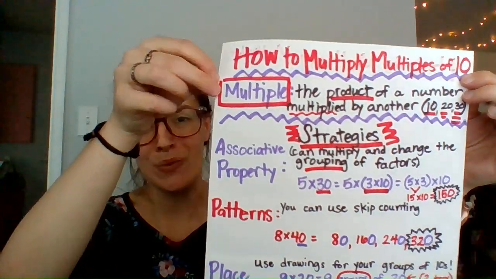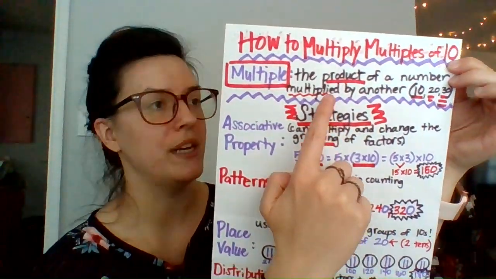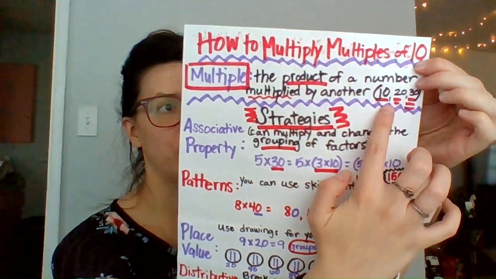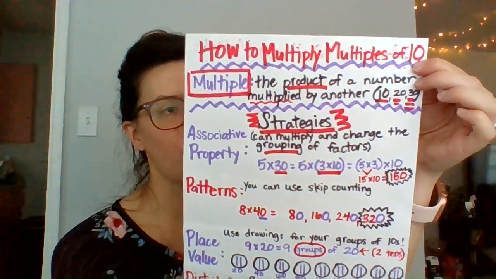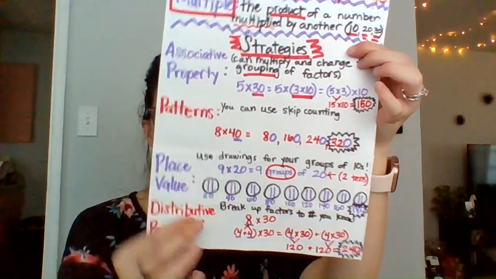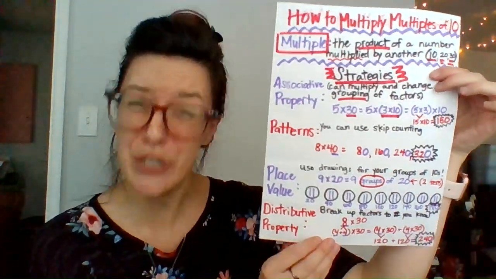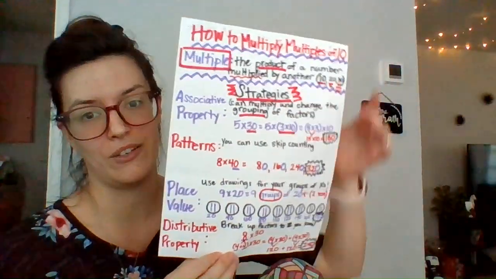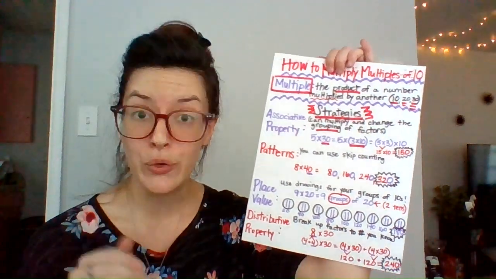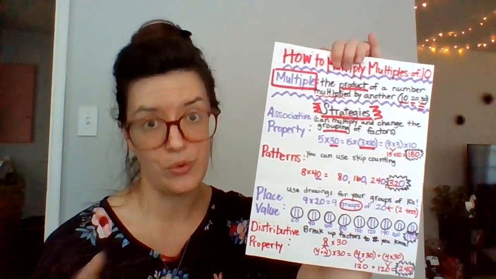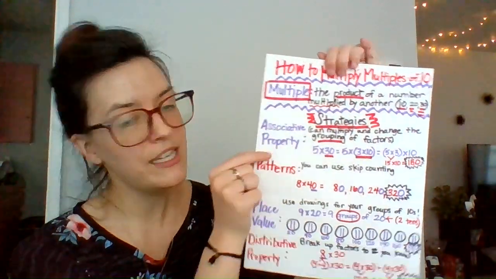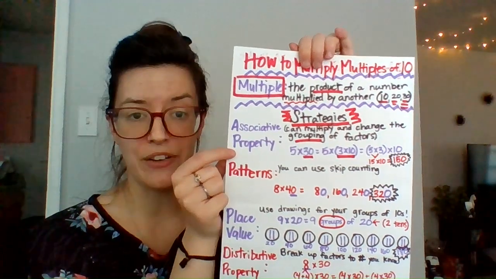Here we're going to start off with another definition of multiple. Remember that it's the product of a number, here, 10, multiplied by another number. So our multiples that we're going to be working with this week are multiples of 10, like 10, 20, 30. And then the most important part of this video, what are the strategies that we can use? How are we going to find these answers? Don't worry, lots of options for you, and they're all options that we've used previously this year. So none of this is new. We're just going over stuff that we've already learned. Our strategy here, right off the bat, is the associative property.